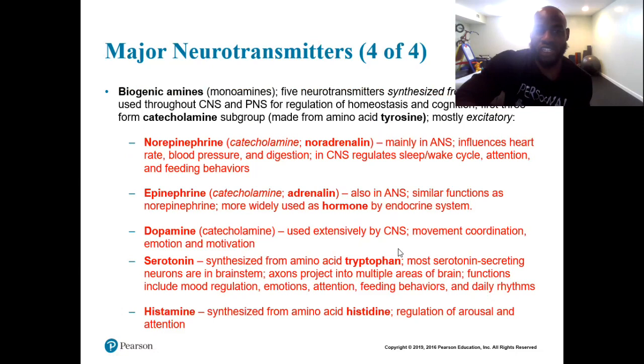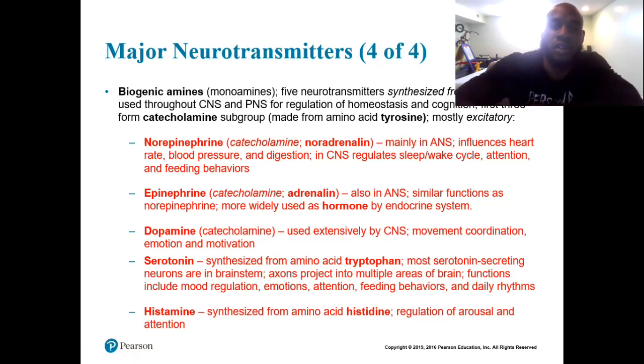And then we have these biogenic amines, 5 neurotransmitters synthesized from amino acids throughout the CNS and PNS for regulation of homeostasis and cognition. All right, so we have norepinephrine. All these are going to be pretty important. Norepinephrine influences your heart rate, blood pressure, mainly in the autonomic nervous system. Epinephrine, similar function, used widely as a hormone by the endocrine system. Autonomic nervous system. Dopamine, used extensively by the CNS.